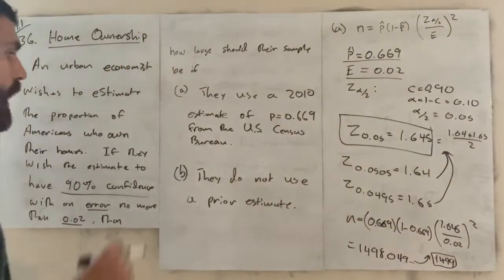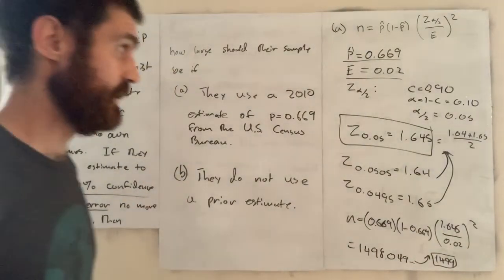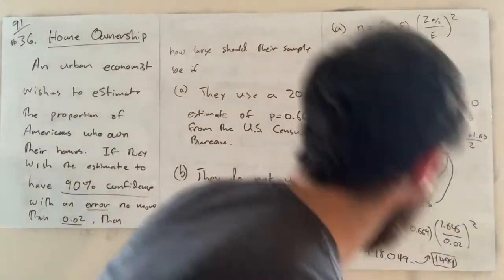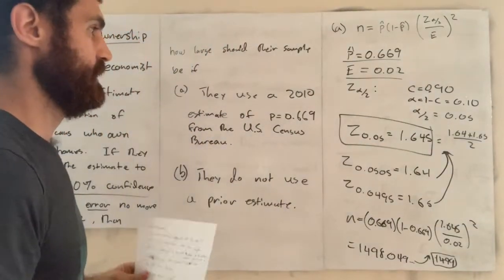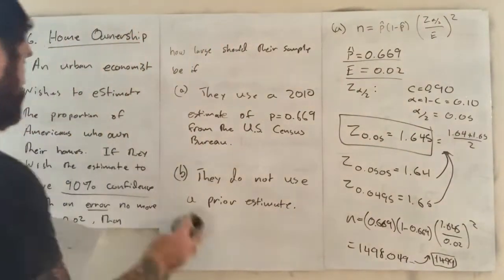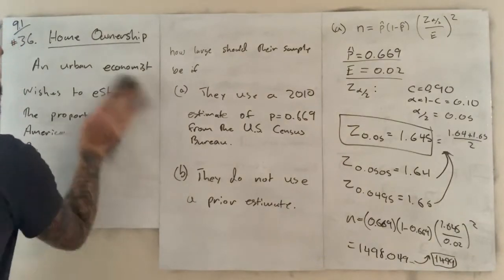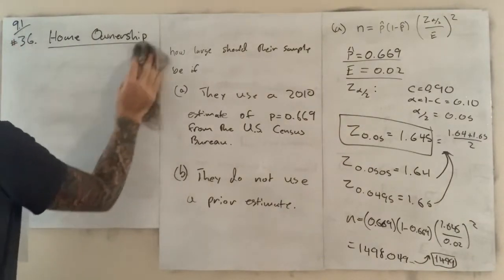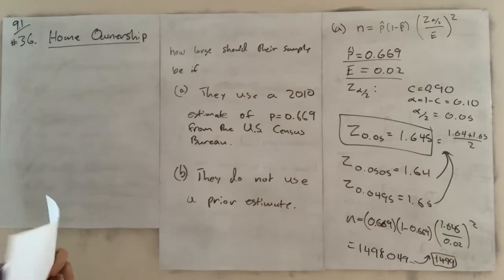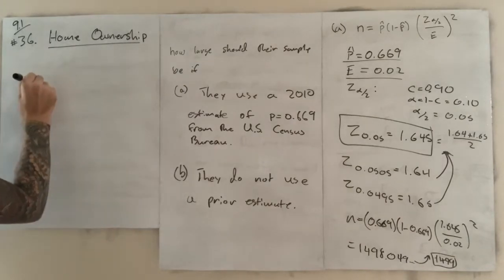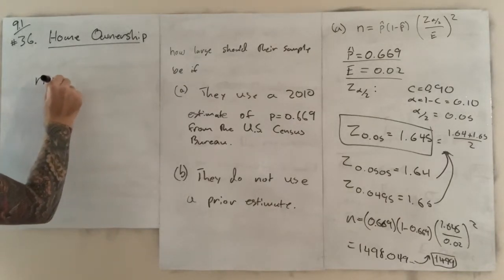Okay, well, what do we do for B? Well, what B is saying is we're not going to be using a previous estimate. So let's look at this equation here.